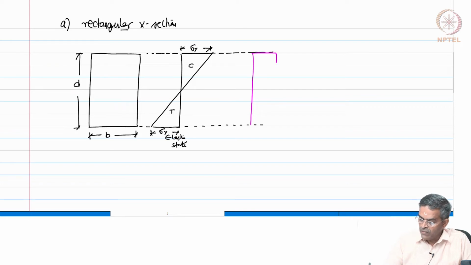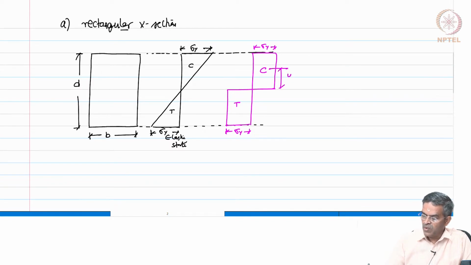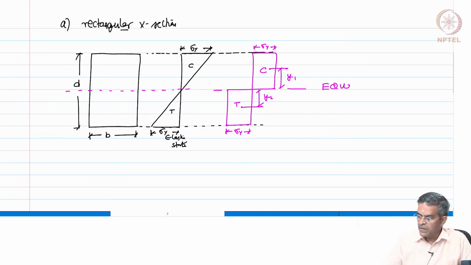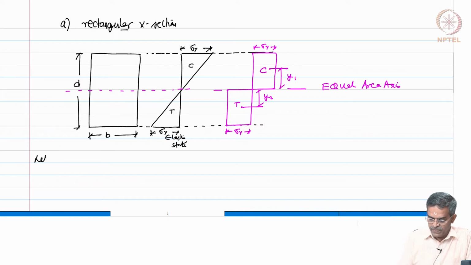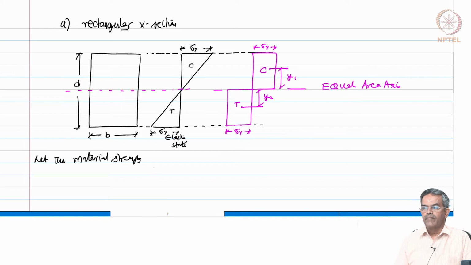In the fully plastic state, we already know that the total tensile force will be equal to the total compressive force, and every fiber will be at sigma y. We call this centroid y bar 1 and this centroid y bar 2. Now this axis is termed the equal area axis, because about this axis the total compressive force is equal to the total tensile force. Let the material strength be taken as sigma y.